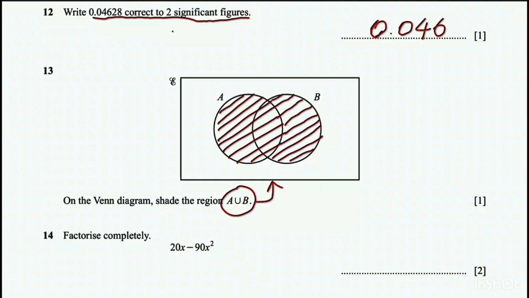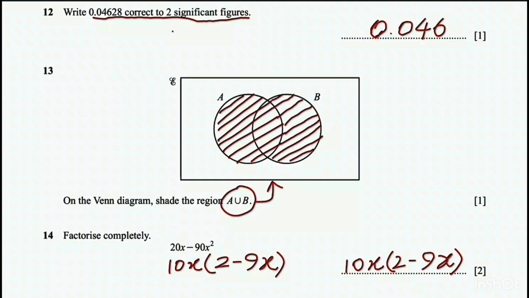Next is factorization. Question 14. We have to factorize 20x minus 90x square. We can see that 10x can be taken common. For 20, 2 is left. Taking 10x common from 90x square, 9x remains. So after taking 10x common, in the bracket 2 minus 9x. If we expand, we will get 20x minus 90x square. So this is the factorized form.